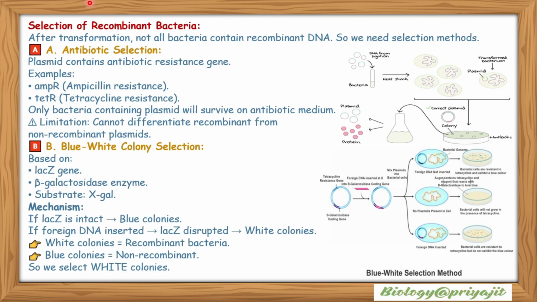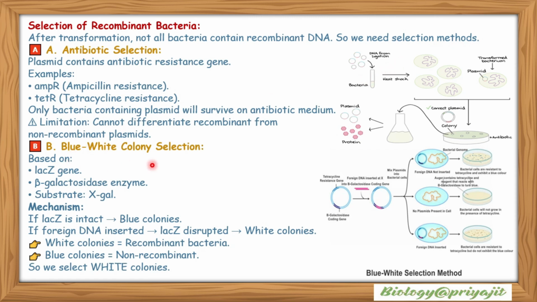Selection of recombinant bacteria after transformation. Not all bacteria contain recombinant DNA, so we need selection method. First one is the antibiotic selection. Plasmids contain antibiotic resistance genes. Example, AMP-R, that is ampicillin resistance, or TET-R, that is tetracycline resistance. So only bacteria containing plasmid will survive on antibiotic medium. So limitation, it cannot differentiate recombinant from non-recombinant plasmid. So this is the image showing the antibiotic selection procedure.